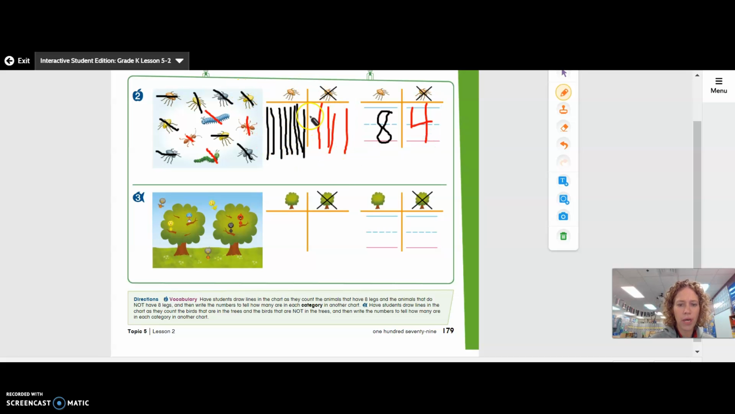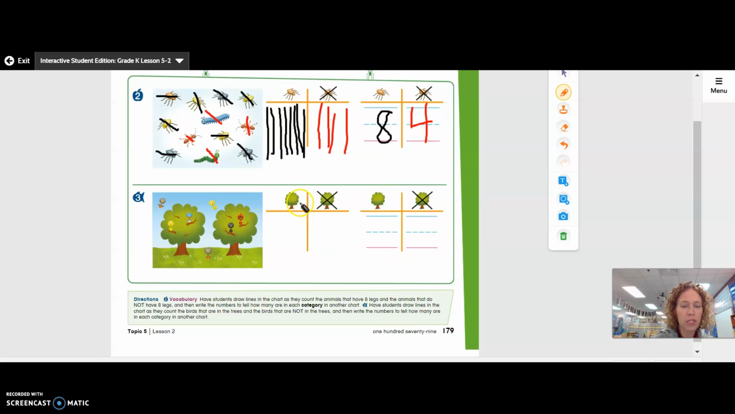Okay, I showed, I counted the animals that do not have 8 legs with tallies, and I did it with numbers. Okay, very good. Now let's take a look at number 3. We're going to draw lines in the chart as we count the birds that are in the trees and we count the birds that are not in the trees. Then we can put the number because it'll show us 2 different ways to count in each category.